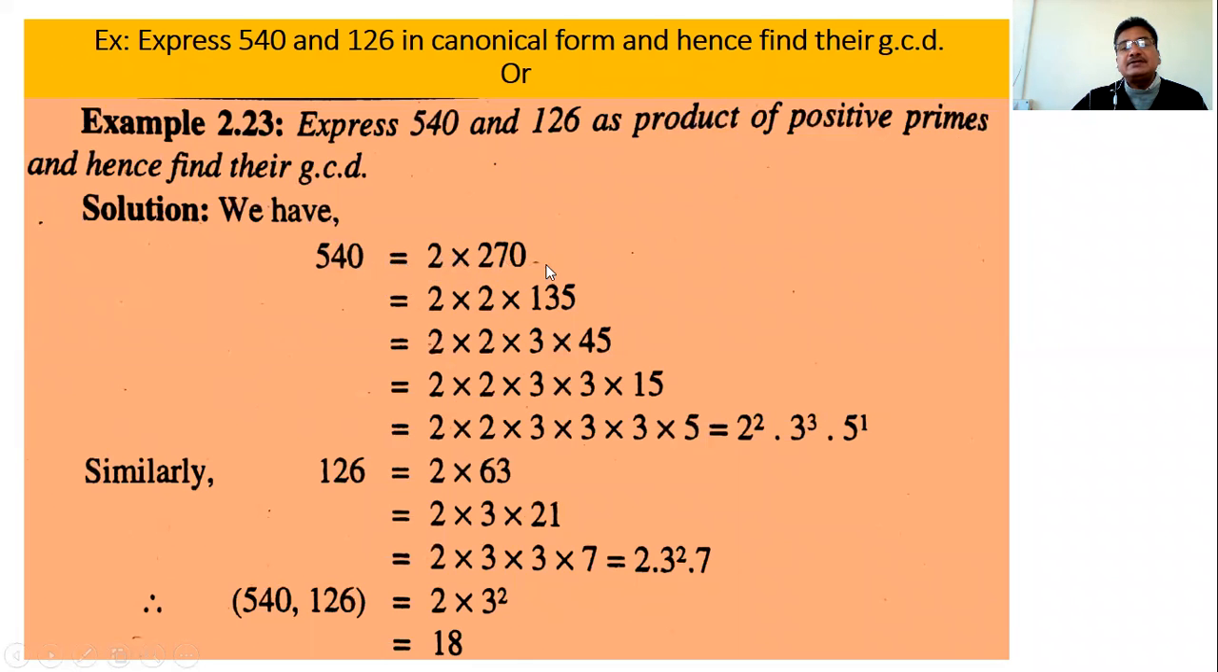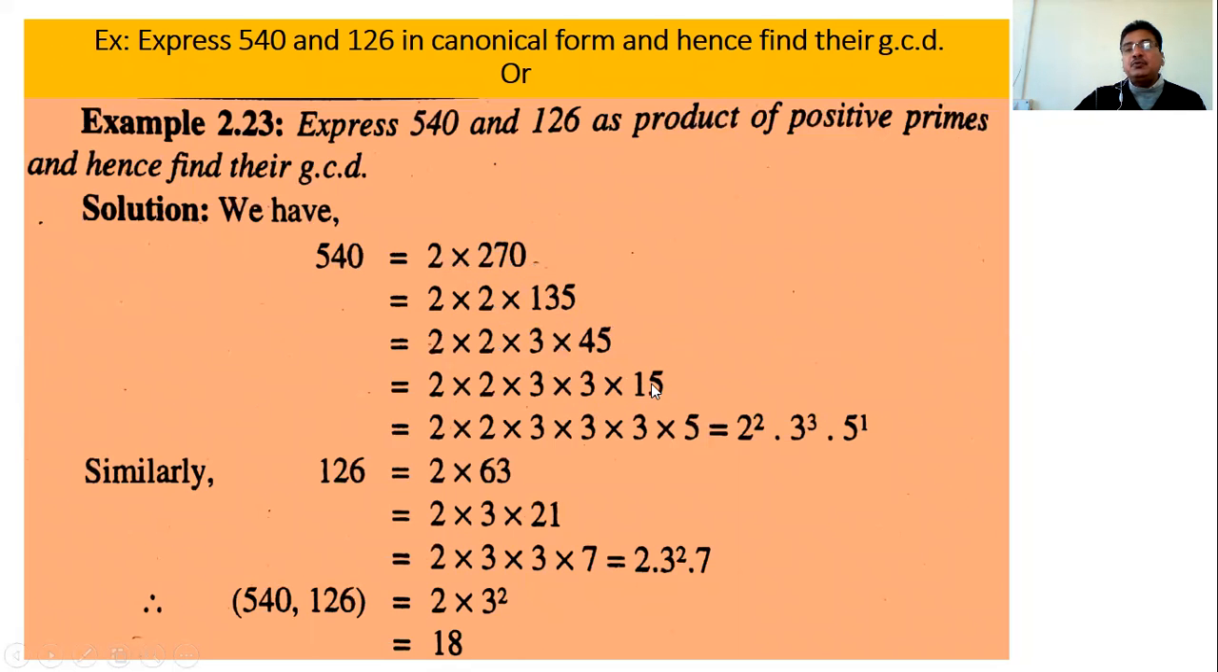So 2 into 270. Then again divide this number 270 by 2. If 2 is not a divisor, then take 3. If 3 is not a divisor, then take 5. Okay, so 2 into 135. Then divide this number 135 by 3. If 3 is not a divisor, then take 5. But 3 is a divisor, then 45. Then divide 45 by 3. Okay, 3 is a divisor. So 3 into 15, then take 15.